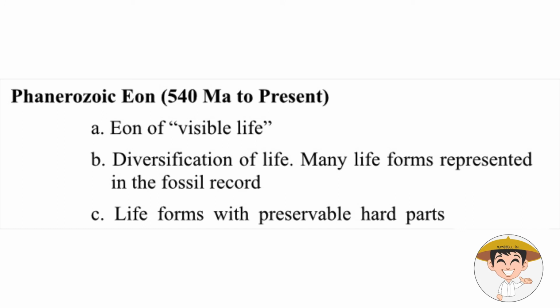Next, we have the Phanerozoic Aeon from 540 million years until present. We can also say that the Phanerozoic Aeon is until present. So it is the Aeon of visible life. Of course, we can see life everywhere. There is a diversification of life, with many life forms represented in the fossil record. The life forms became diverse in different versions, with life forms with preservable hard parts. That is for the Phanerozoic Aeon.